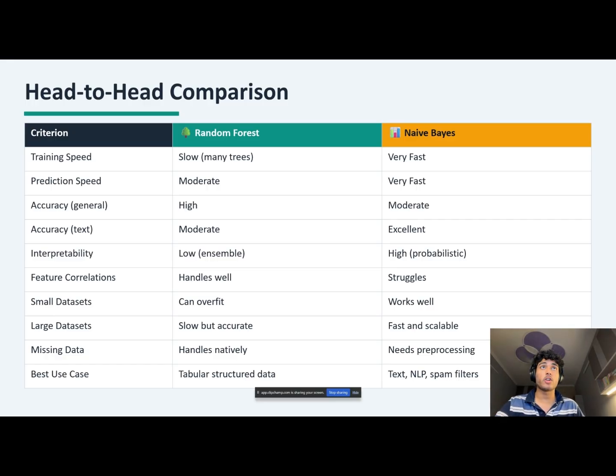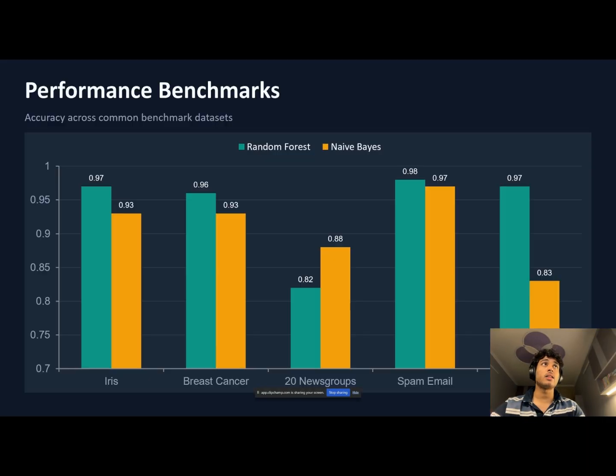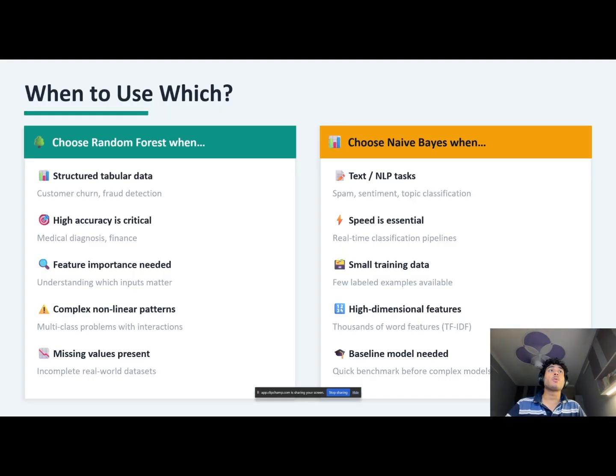So let me bring you to the next thing, and that is the performance benchmarks. Here are the performance benchmarks for random forest and naive Bayes in each of these categories. Now, when to use which?